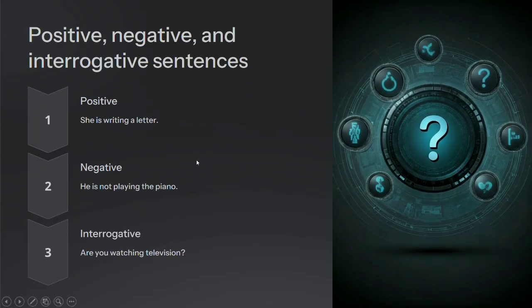Positive, negative, and interrogative sentences. Interrogative means the question form of sentences. If you don't understand, don't worry. This word means question form. Okay.